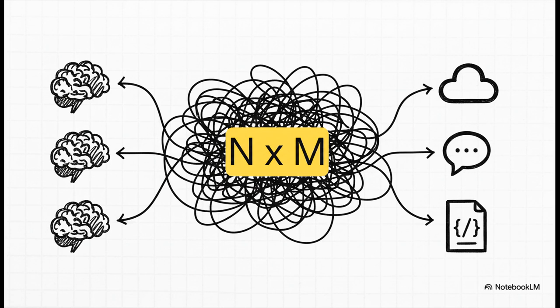Okay, so imagine you have N different AI models. Claude, GPT-4, Gemini, the whole crew. And then you have M different applications or data sources. Think GitHub, Slack, or Google Drive. To make just one model talk to just one app, you had to build a totally custom one-off connector. Every time you added a new app or a new AI, the work just multiplied. It was a chaotic, unscalable nightmare of digital duct tape.